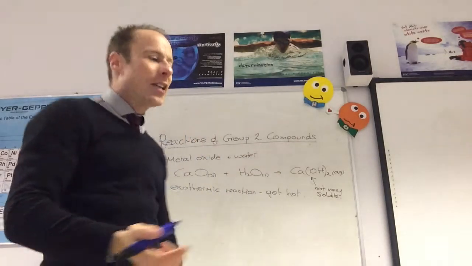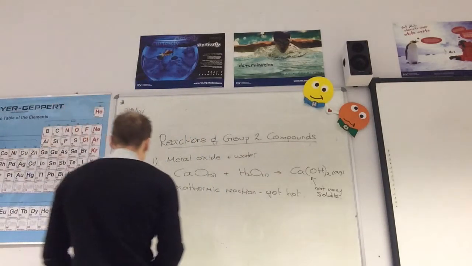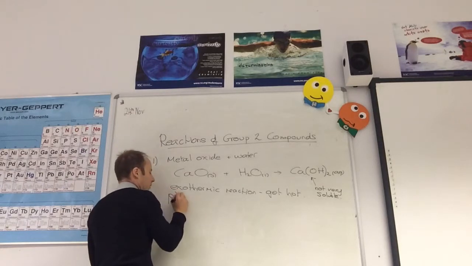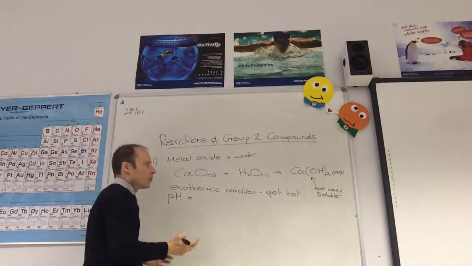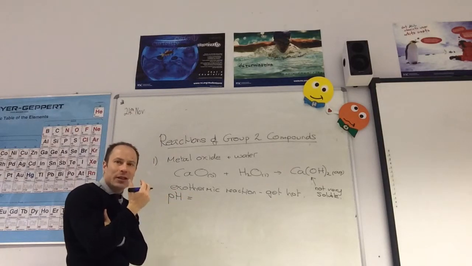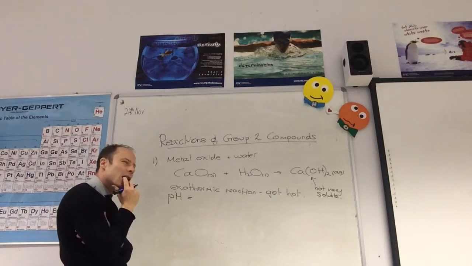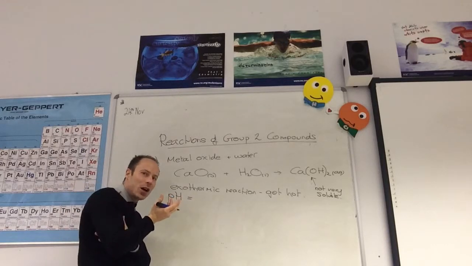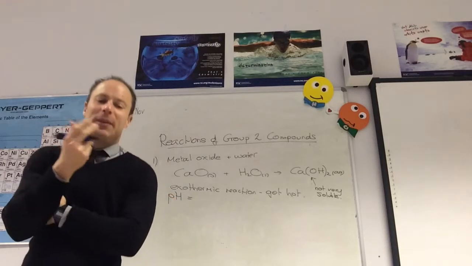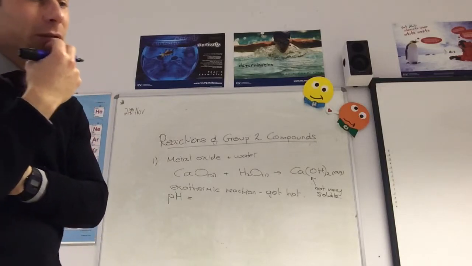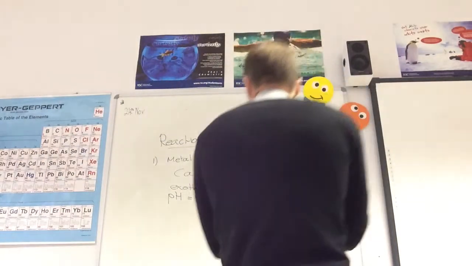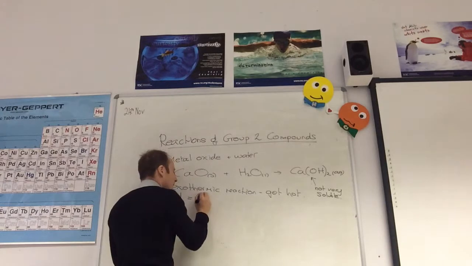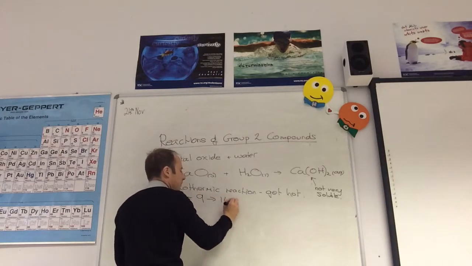If we measure the pH, where would we be aiming? What do you reckon? Metal hydroxide is going to be an alkali, yeah, so pH is going to be on the high side, around about 9 or so. I mean, it can get higher. So pH will be between 9 and 14.